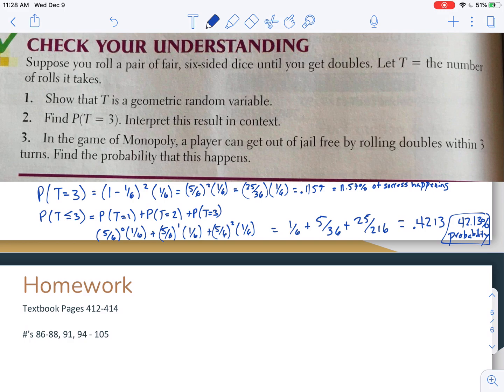Now, the mean here is going to be 6. We've got a mean of 6 rolls that we would have to make to get a success, a double. In order to get a double, we'd have to roll 6 times on average. And that makes sense with this 1/6 probability of getting there.